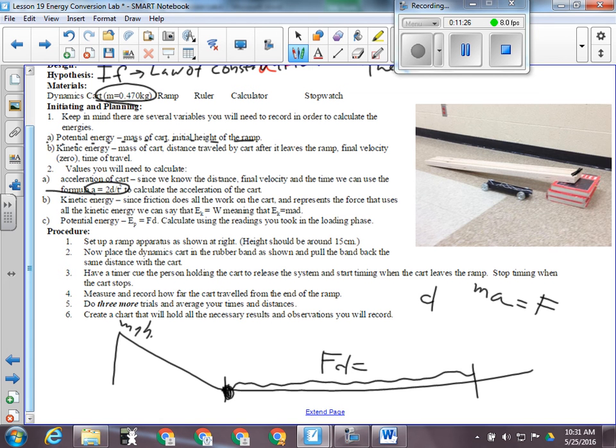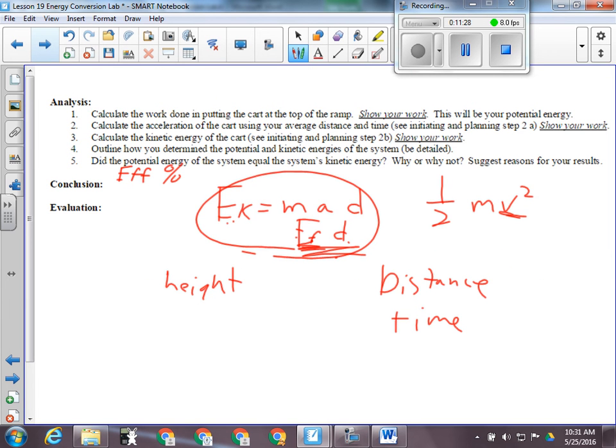So your analysis is a lot of calculations. The first 3 of the 5 questions are just showing your calculations for the stuff it said to do in the procedure. It says calculate the work done in putting the car at the top of the ramp, show your work. How did we say we were going to do that? What kind of energy does it have at the top of the ramp? Potential. How do we calculate that? M times G times H. So that's an easy one. We know what M is, we know what G is, and we're going to measure H.